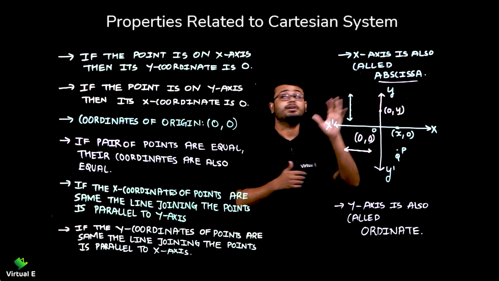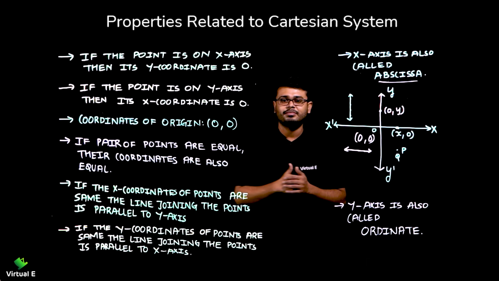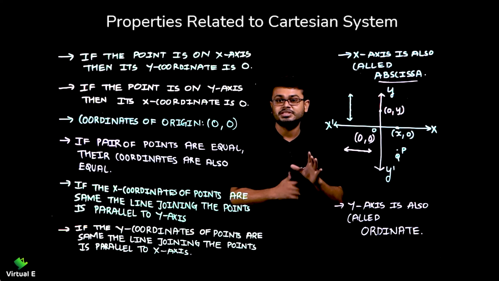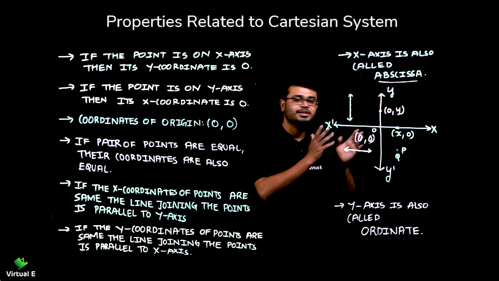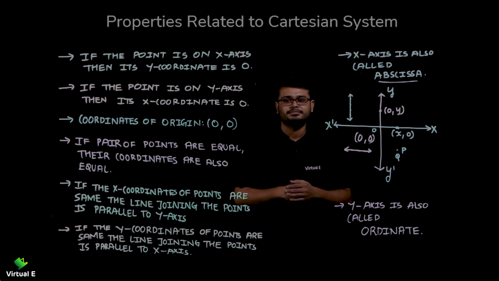The most important ones are the first two, then the third as well. Basically all of them are very important. The names are new to you, so remember the names abscissa and ordinate. Don't interchange them, or the answer will be completely incorrect. Let's move on to the sums.